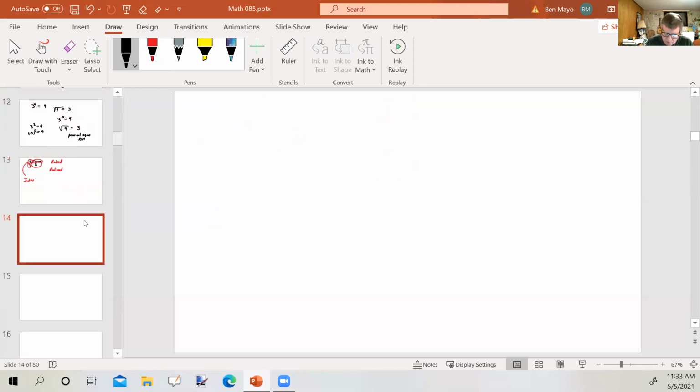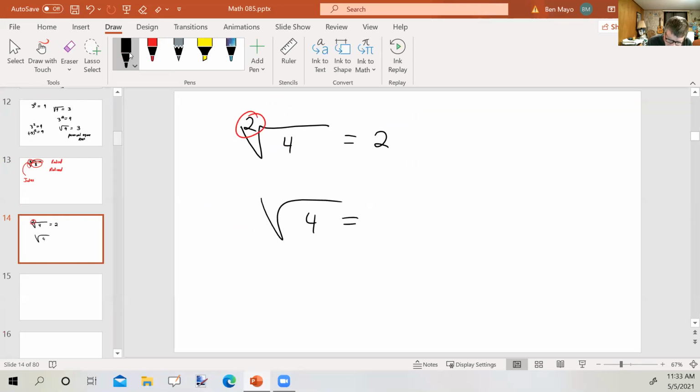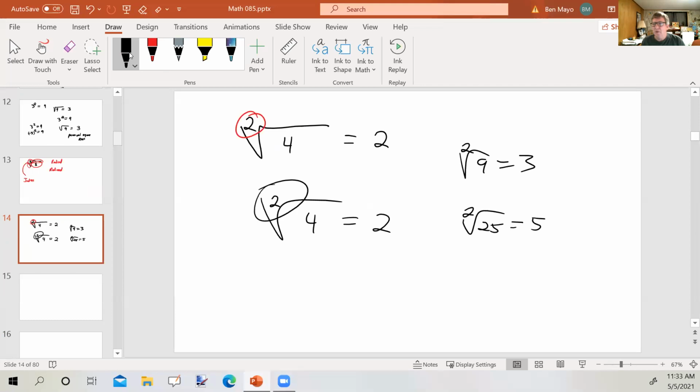Now, the most common root is the square root. So that would be like this. The square root of 4 is 2. However, because the square root is the most common root taken, mathematicians decided we're not going to bother putting an index of a 2 when we take the square root. So when there's no index written, the index is an implied 2. So like the square root of 9 is 3, the square root of 25 is 5, etc. There's an implied index of a 2, but it doesn't need to be written. Again, it's just implied.